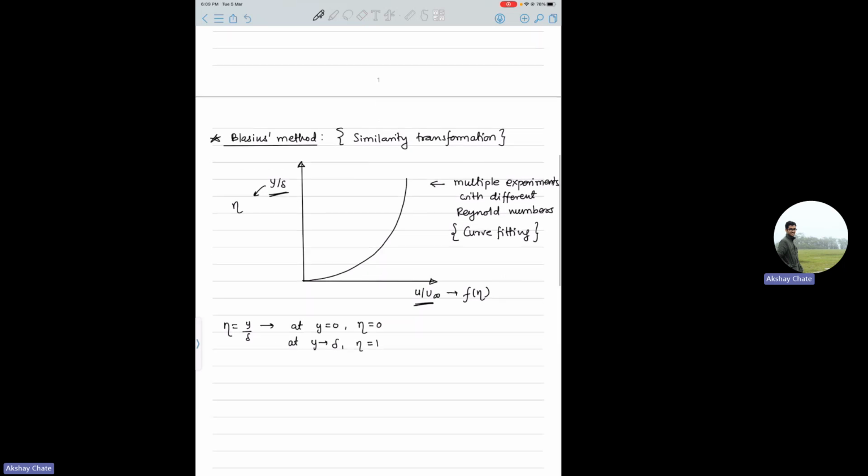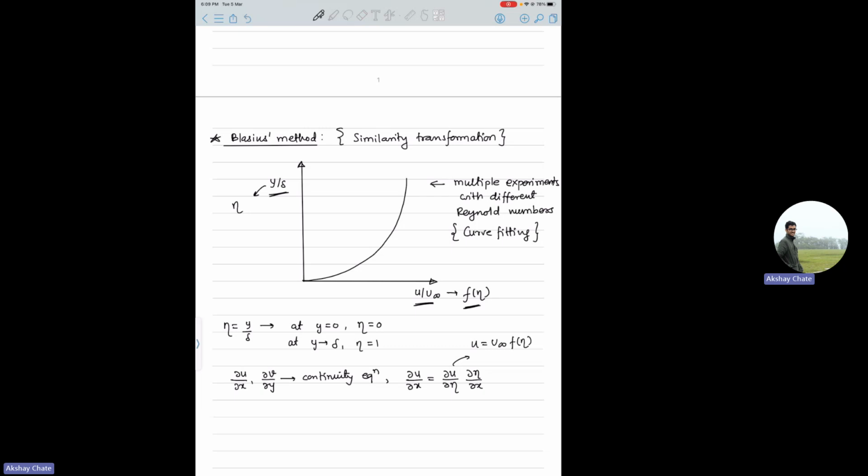Then you assume such a function, which is f of eta, and then you calculate del u by del x and del v by del y for the continuity equation. For example, del u by del x will be nothing but del u by del eta into del eta by del x by the chain rule of differentiation. Here u is nothing but u infinity into some function of eta.